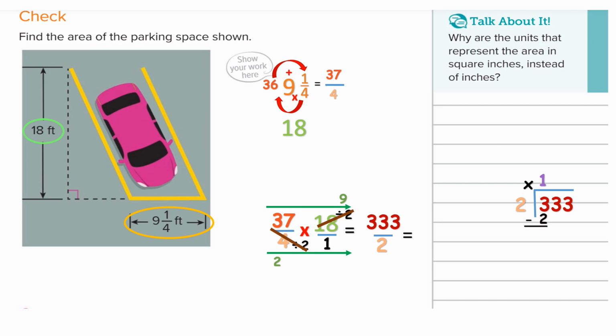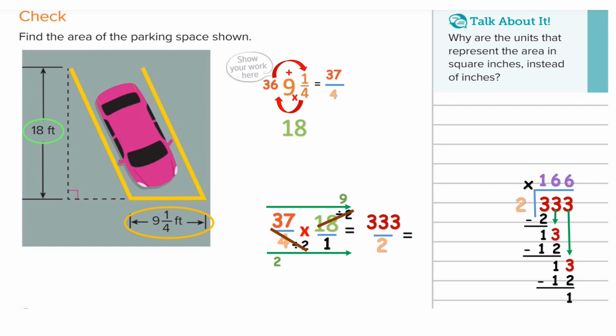2 goes into 3 one time because 1 times 2 is 2. I have a remainder of 1. I'm going to bring down my 3, and 2 will go into 13 6 times because 6 times 2 is 12 with a remainder of 1. Bring down my next 3, and 2 will go into 13 6 times because 6 times 2 is 12. I have a remainder of 1.